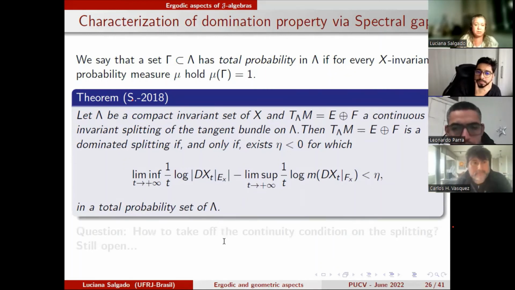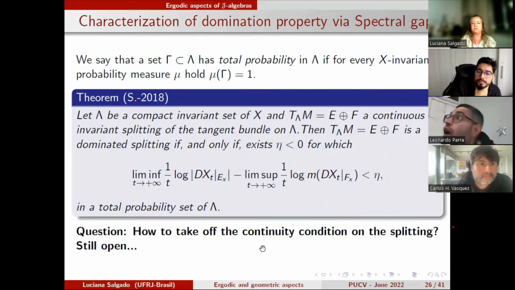My question is, how to remove the continuity condition of this splitting? Is it possible? I don't know. I'm trying to prove this. Okay. If you know, tell me, please.